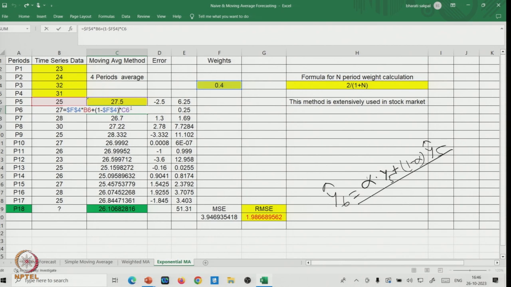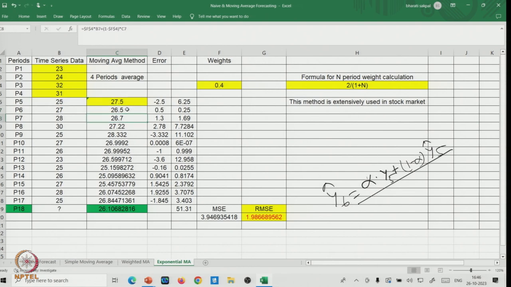And once you smooth it out, actually you are considering this exponential average where the decay function comes in, with 40% weightage to the immediate period, and the rest 60% you have distributed to the older periods, which will give you a combination for the forecast of that period through exponential moving average. That's it. So now you do it.